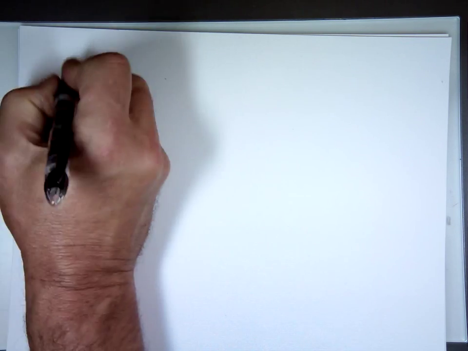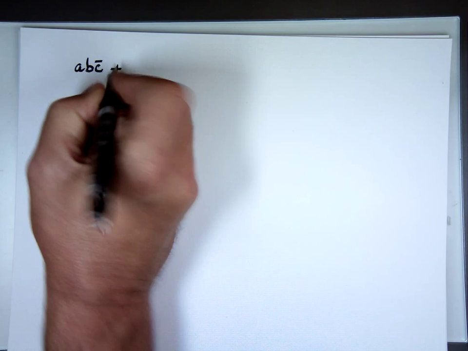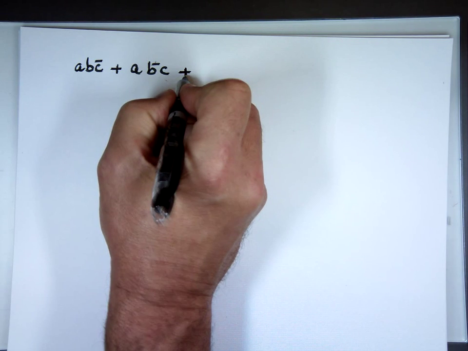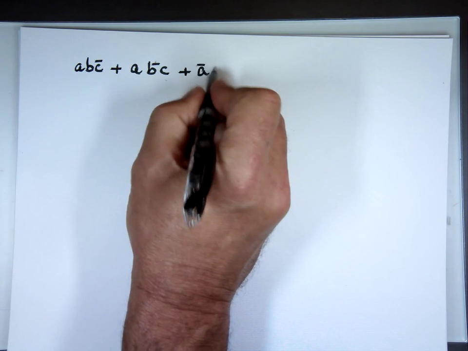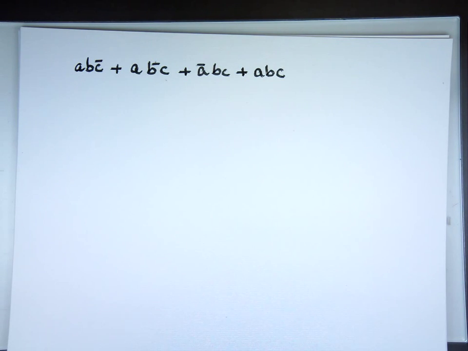Let's try another one. Here we go. A, B, C bar plus A, B bar, C plus A bar, B, C plus A, B, and C. By looking at this, I'll wait till you finish writing.